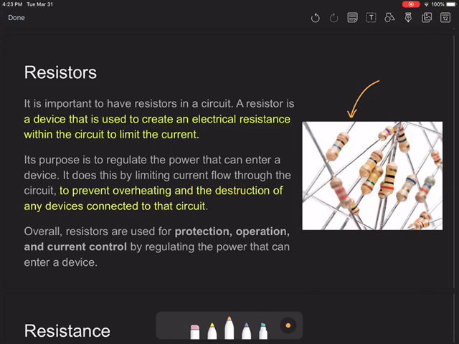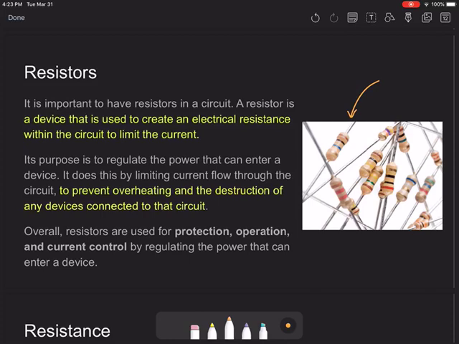So if you have an electrician come into your home and they're putting in resistors, or they're doing the wiring in your house, or maybe you are tinkering and trying to take apart your toaster and put it back together, you might come across something that looks like this. This is called a resistor. And what a resistor is, it is a device that is used to create an electrical resistance within the circuit to limit the current.